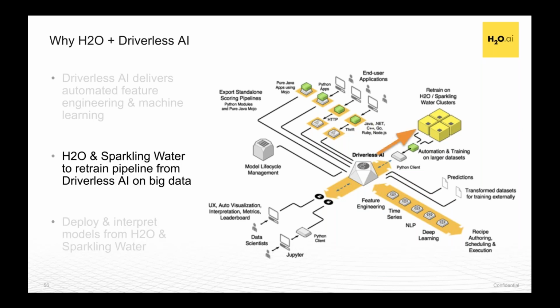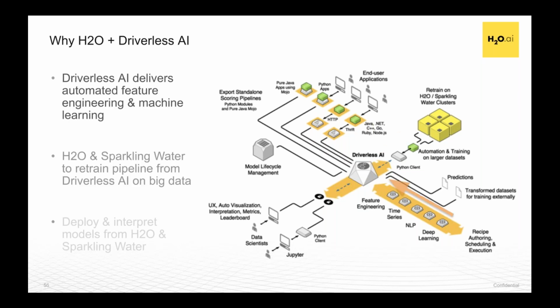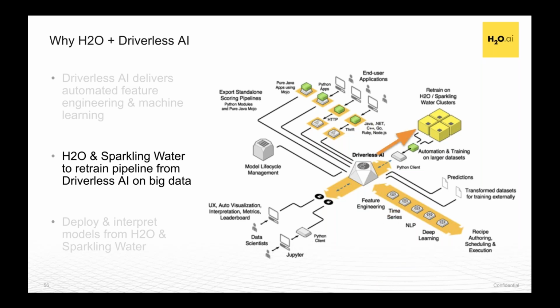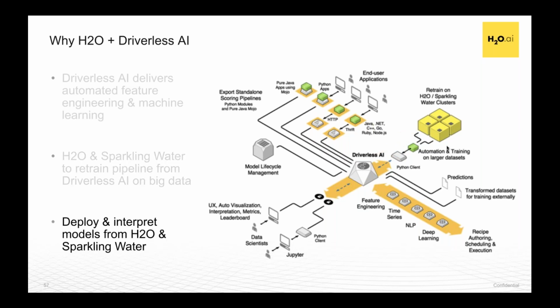Okay, so let me just go up two levels. Driverless AI has a lot of automated feature engineering and machine learning capabilities. And all these features are used by the driverless AI engine. Once the model is built, this model can be taken out, and then H2O and sparkling water can be used to retrain the pipeline which was built by driverless AI on big data. And then it can be deployed on an H2O and sparkling water cluster. So that's the idea behind making driverless AI models scale and run on clusters.